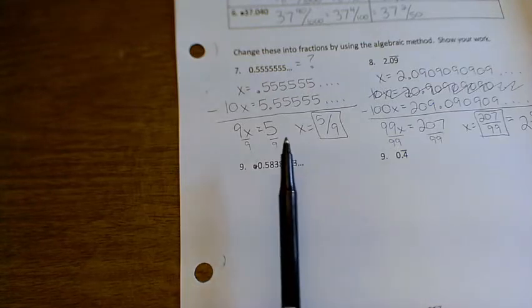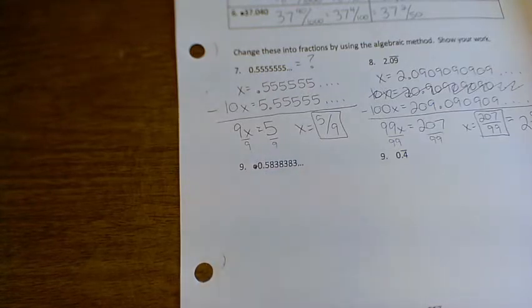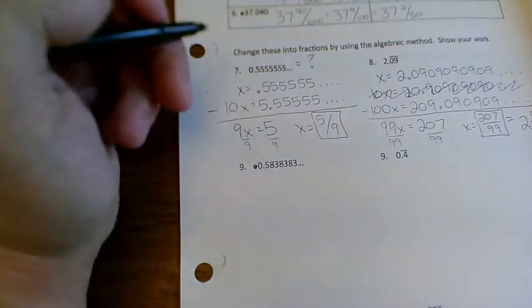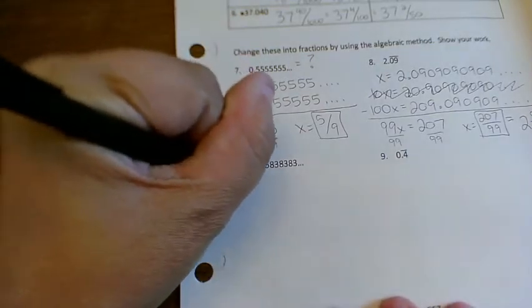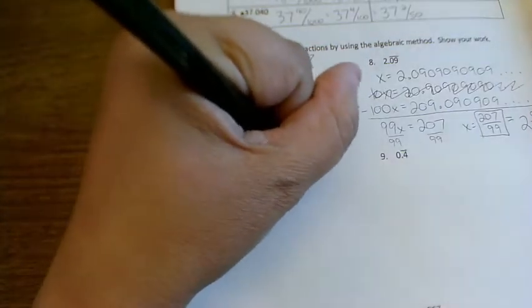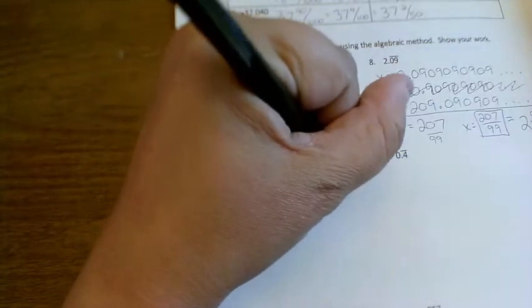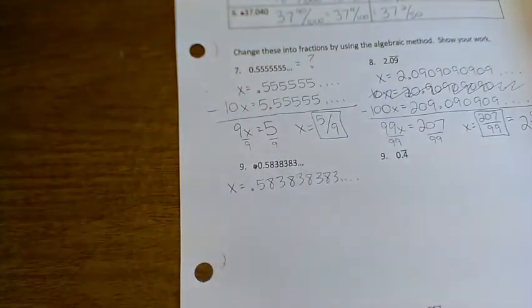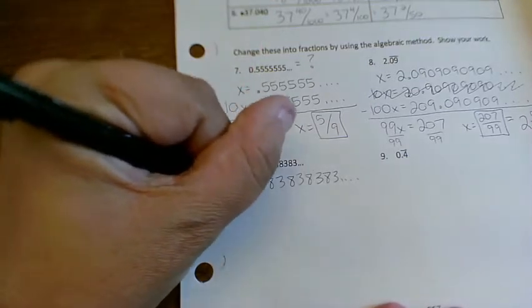0.583838383... So this one, we're not going to be able to use our rules of 9 or 11, unfortunately. Again, there's some fraction out there that is 0.58383838 repeating. All right. So we want to make two equations that have the same decimal so they cancel out. So start by multiplying by 10.